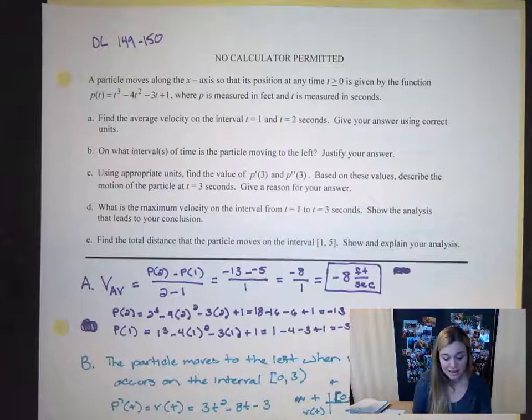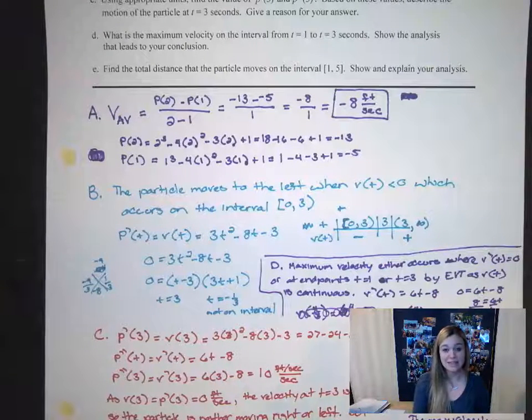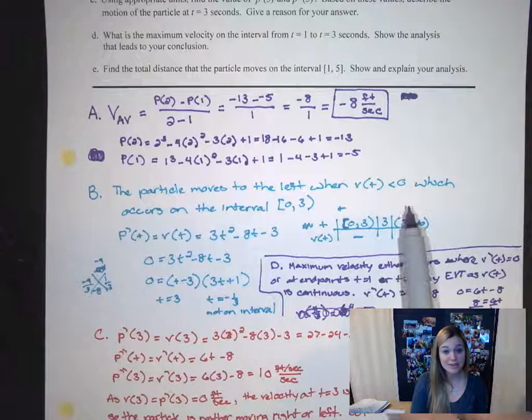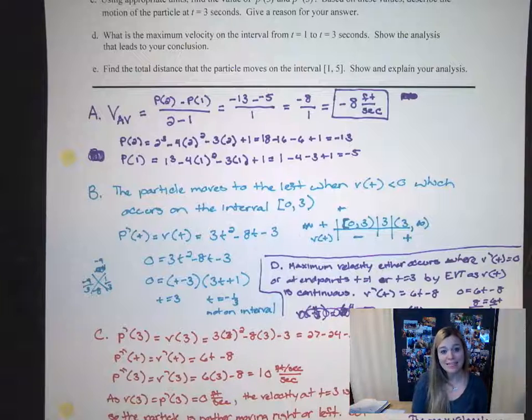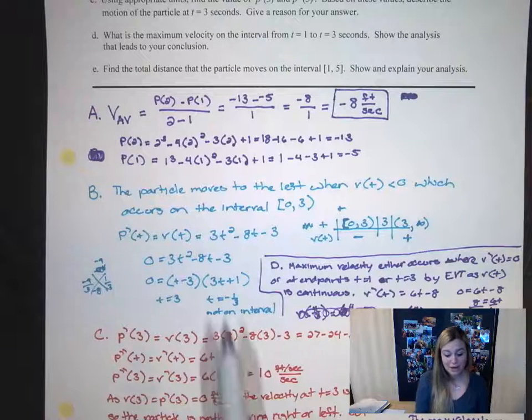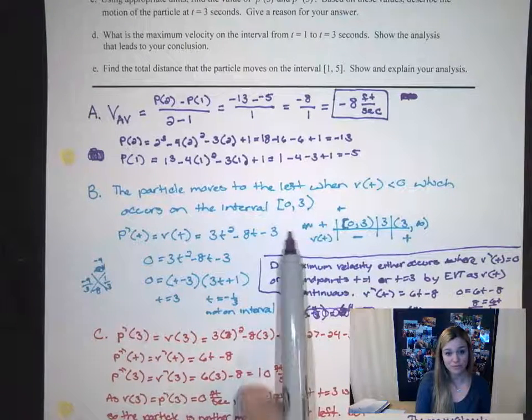In part B, I want to know when is the particle moving to the left. Before I ever started this problem, I actually wrote down my reasoning for this. The particle moves to the left when v of t is less than 0. So I wrote this down and I said which occurs on the interval, and then I left this part blank. And then I did the rest of the work. So I already did my justification before I ever found out it was the interval from 0 to 3.